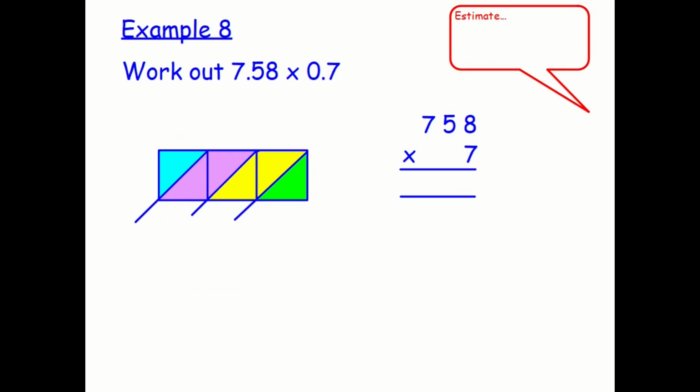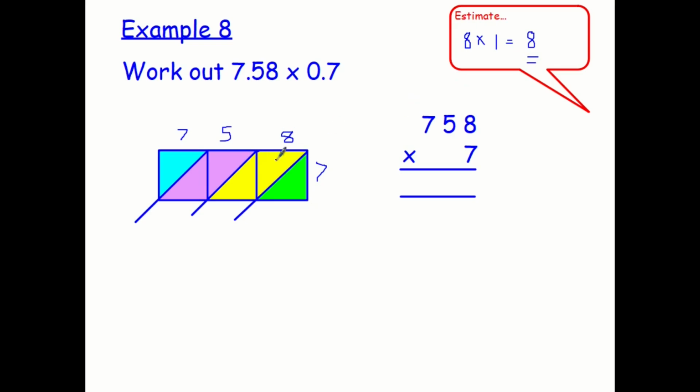Example 8, work out 7.58 times by 0.7. 7.58, let's call that 8, and then you're multiplying by 0.7. Now 0.7 is below 1, so we're going to get an answer that is lower than 7.58. So I'm just going to say that's 8 times 1, which is 8, but we know it's going to be much less than that. So let's do this. 7, 5, 8. And I'm not going to put the 0, I'm just going to put the 7. Because I've got my estimate. My estimate is 8, so I know I'm looking for something in the region of 8.